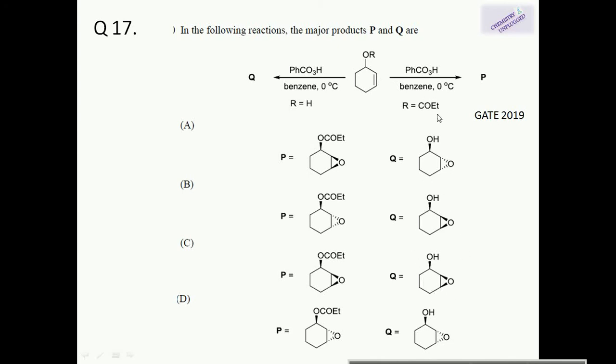But when we are using COEt group as R, so it will become an ester and the oxygen atom tries to attach in such a way that it is away from the sterically hindered group. So if the OCOEt group is above the plane, then it will undergo attack from below the plane. So option B will be the correct answer.